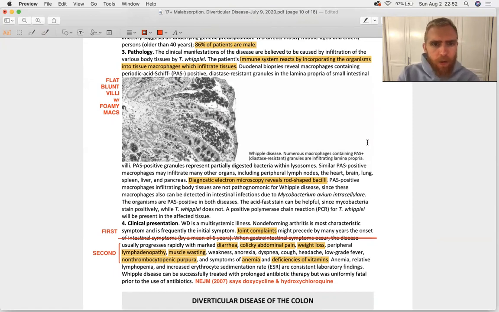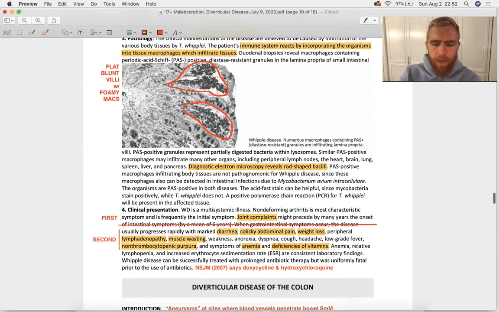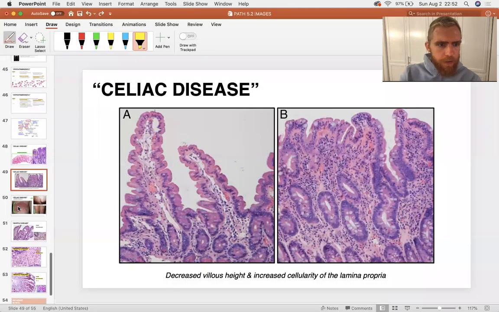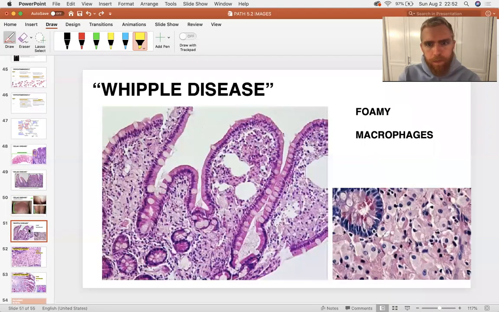Here's a picture in black and white of flat, blunt villi with foamy macrophages. The macrophages are picking up PAS there. So if you want to look at it in color, that's where the foamy macrophages are. Now let's take a look at this in living color. So the first time I saw this, I was like, oh, geez, that does look just like celiac. But I looked at it for like 10 seconds more, and then I was like, oh, there are the macrophages. So let's find them.